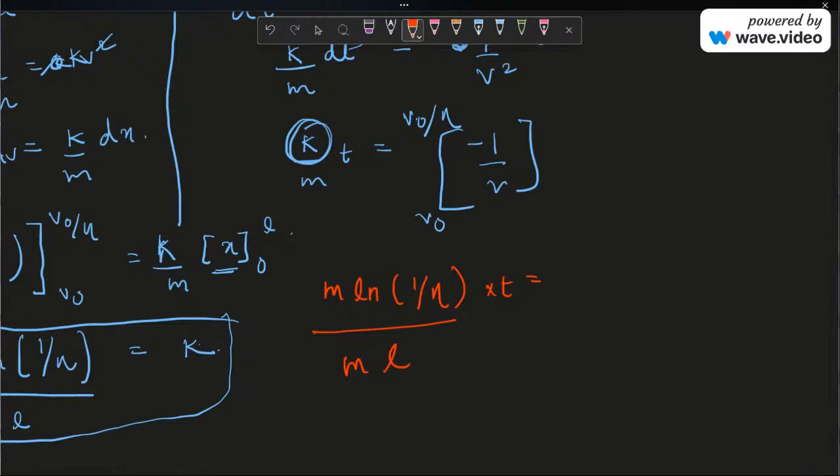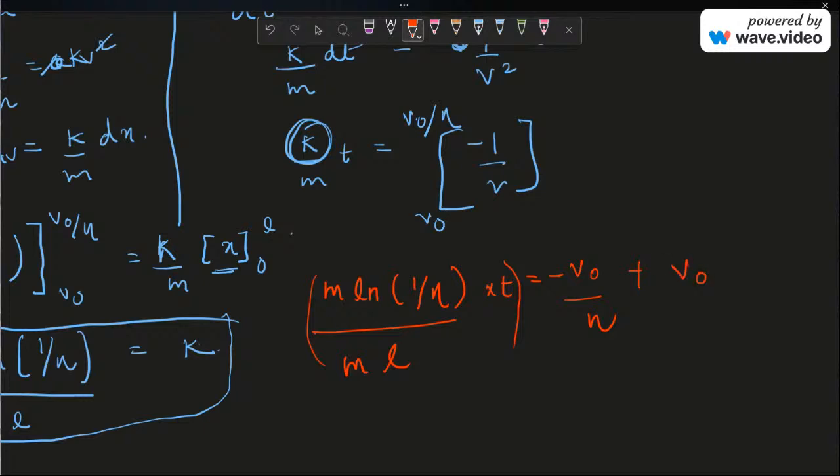So v naught by eta, v naught by the way, this whole quantity will come out to be negative because penetration was opposing the flow. So v naught by eta minus v naught by eta plus v naught.